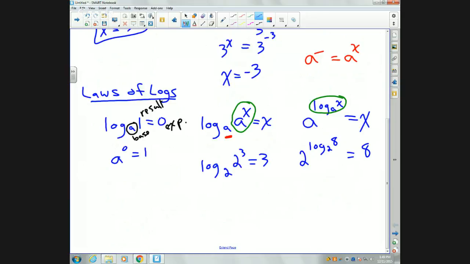So this is 2 to the something, right? Like 2 to the x, that's an exponential function. This is the log function with the exact same base. And because these are inverse functions, those two things are going to undo each other and just leave you with a result of 8.